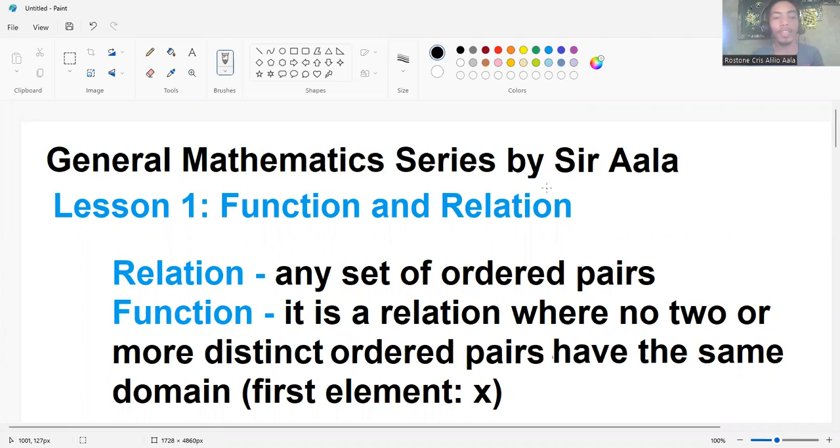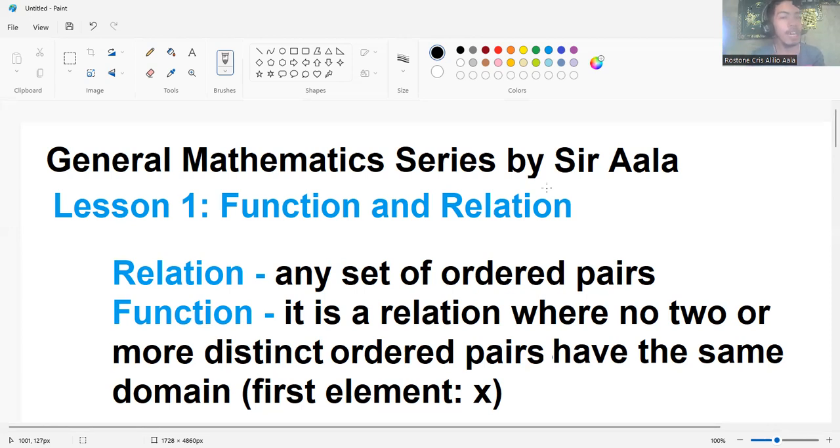So let's first discuss or define relation and function. Ano nga ba yung pinagkaiba ng relation at function? So according sa definition ng relation, sa iba't ibang book, ito din ang definition, pag sinabi nating relation, it is any set of ordered pairs. So kapag nakakita tayo ng different set of ordered pairs, ito ay tinatawag na relation.